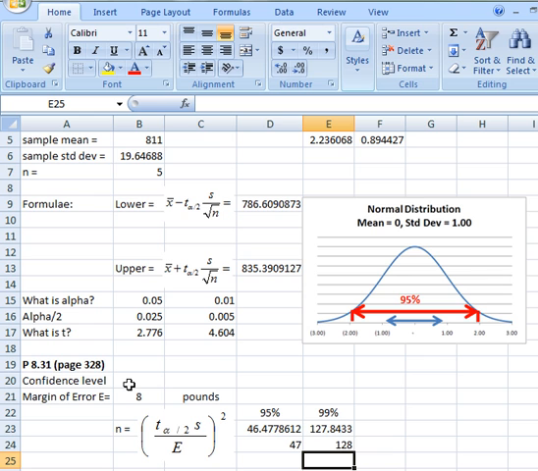So boss, you can take your pick. Do you want to do 47 and be 95% confident? Do you want to take a sample of 128 and be 99% confident?